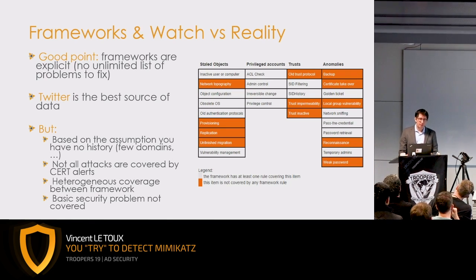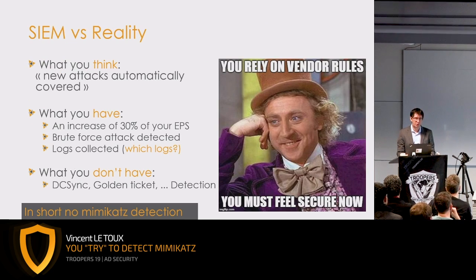Also, I was trying to look at all attacks and whether there was a CERT alert, and it was not the case. This was the case for the golden ticket, which is the main attack. I tried to compare frameworks to see if they are controlling the same points. It's not the case. So you have a gap in the framework. And what I was surprised by is that the basic security problem is not covered. I mean, if you put a file with a password inside it, you have nothing in the framework about that. So it's very difficult to do the job.